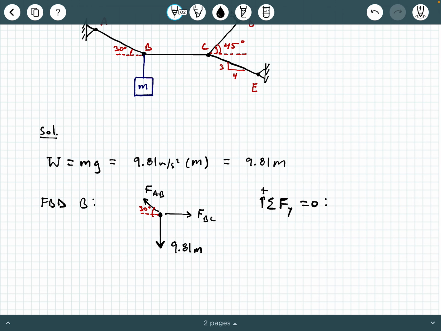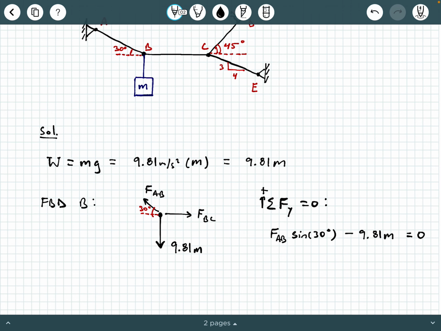And so here, I'm going to say FAB times the sine of that 30-degree angle, and then I'm going to say minus 9.81 times m equals 0. Okay, now that's all I have in this free body diagram that has a vertical or y component. Okay, and so what have I done here?